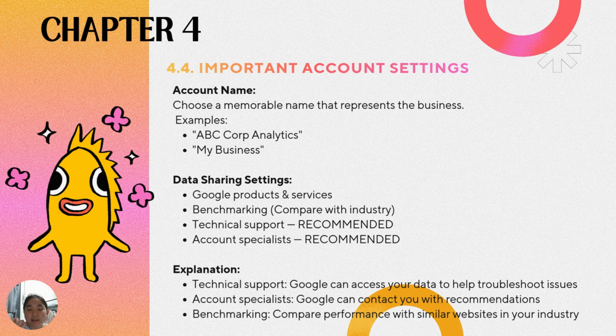So, the important account settings. First is the account name. Choose a memorable name that represents the business, for example, ABC Corp Analytics, or my business. And the data sharing settings, like Google products and services, benchmarking, technical support (recommended), and account specialists (recommended). Technical support is when Google can access your data to help troubleshoot issues. With account specialists, Google can contact you with recommendations. Benchmarking compares performance with similar websites in your industry.